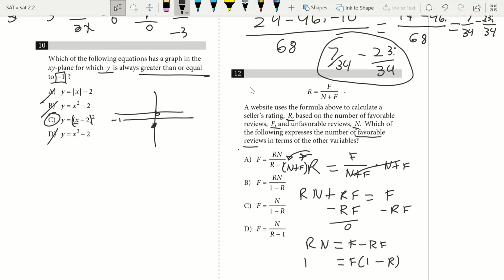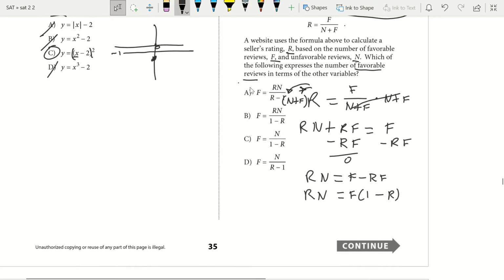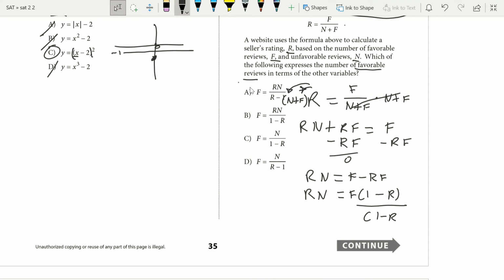And now, if we look at what we can do, now that we have F times 1 minus R instead of F minus Rf, we can divide by 1 minus R to isolate F, right? So now we have Rn over 1 minus R equals F, and that'll be our answer, which will be B.